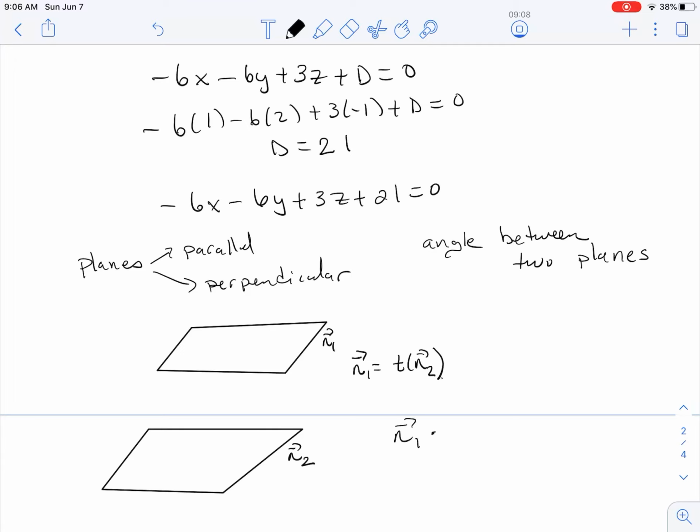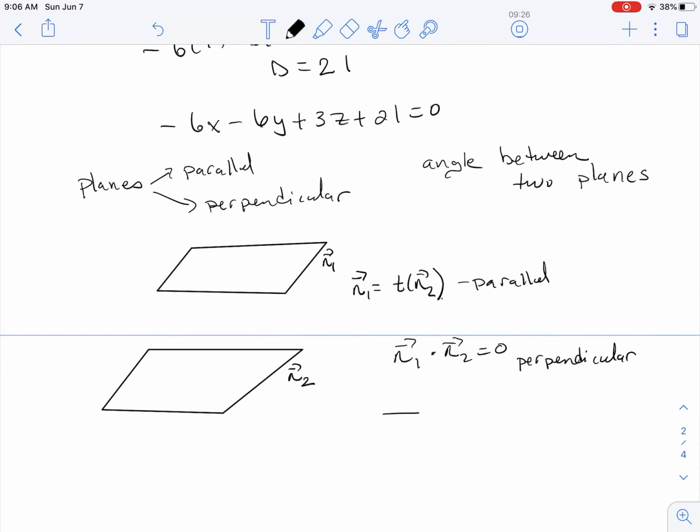If you want to see if planes are perpendicular, same as we did with the lines, if the dot product is 0, so this is the one you're going to use for parallel, and this is what we're going to use for perpendicular. If you take those two planes and you do the dot product and it comes out to 0, you can conclude that they are perpendicular. So again, that would look something like this.